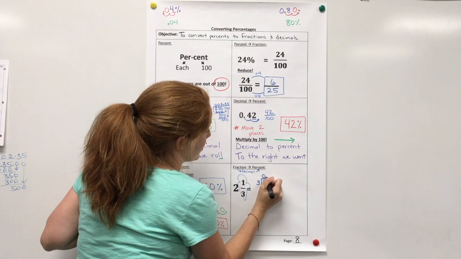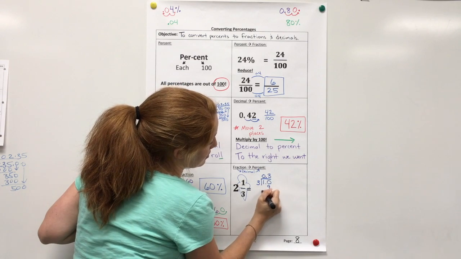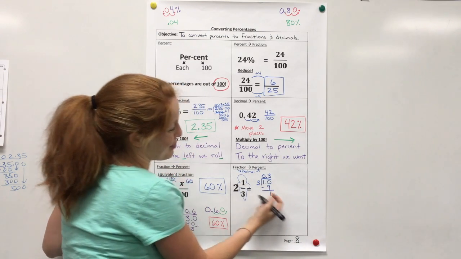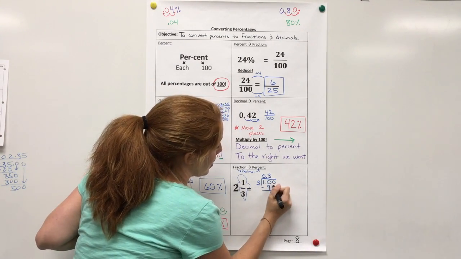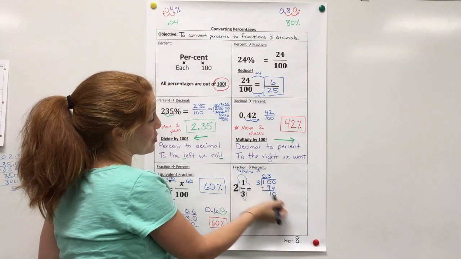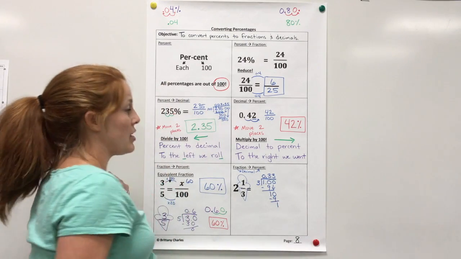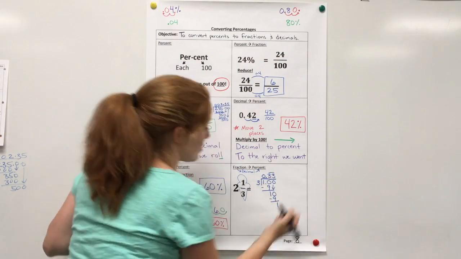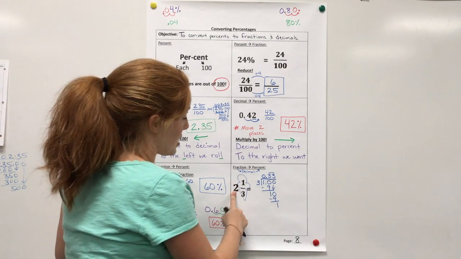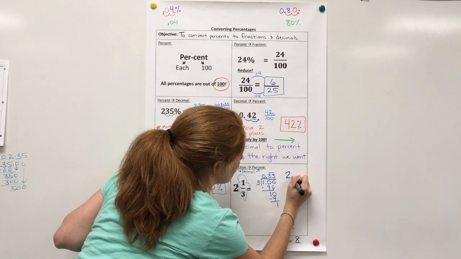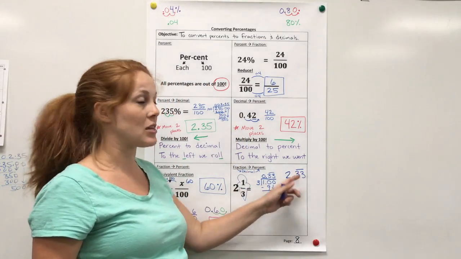3 does not go into 1, I put a decimal and a 0. 3 goes into 10 3 times, 3 times 3 is 9. 10 minus 9 is 1. I'm left with a 1 again. So I know it's going to be repeating. I'm going to go one more spot just to prove it. 3 goes into 10 3 times, which is 9. Again, I subtract and I get 1. So I'm going to stop there. I know this is repeating. Okay, I'm going to put my 2 with it. So 2 is a whole number, so that would be 2.33 repeating. Now that's my decimal, but I need to make it into a percentage.